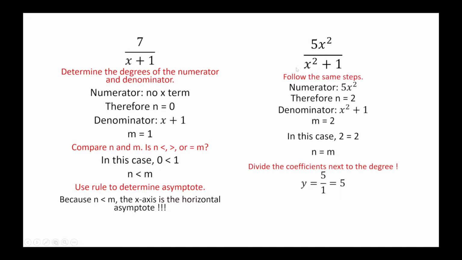And so let's go ahead and plug into our equation, y equals c over d, or y equals the first coefficient divided by the second coefficient. Y equals 5 divided by 1. And so that will be equal to 5. Therefore, in this case, y equals 5 is our horizontal asymptote.